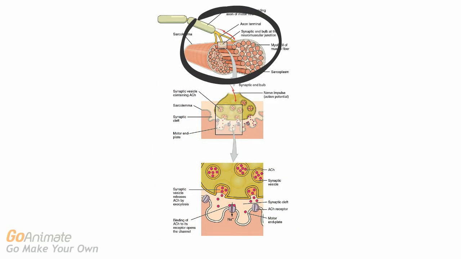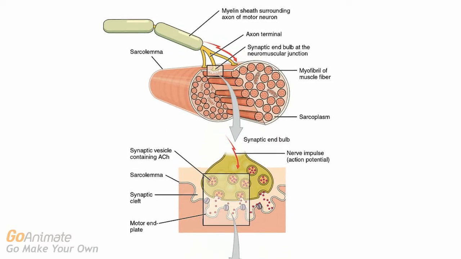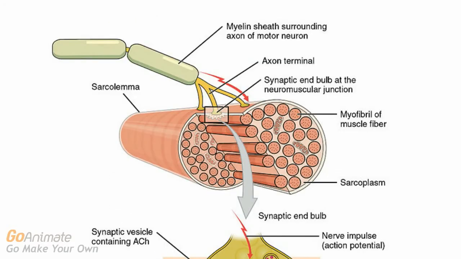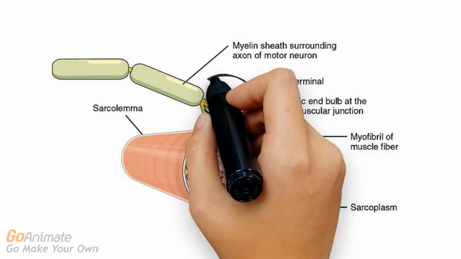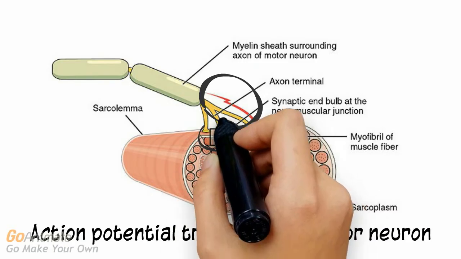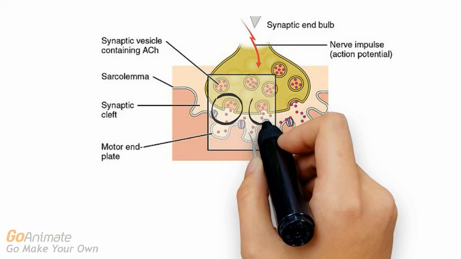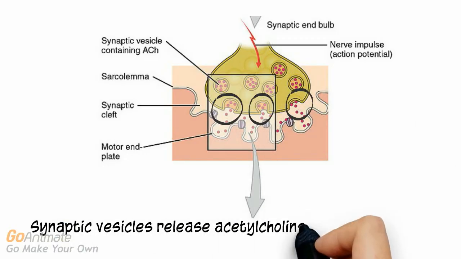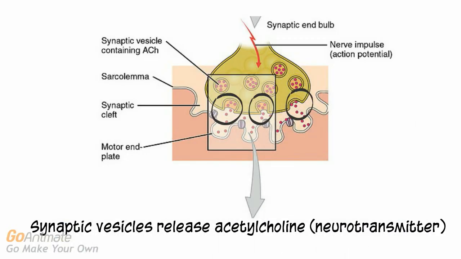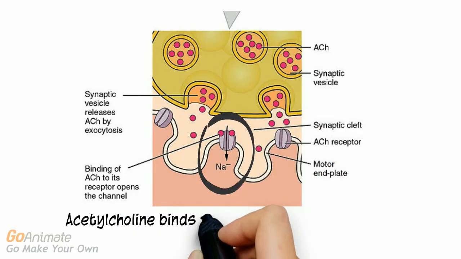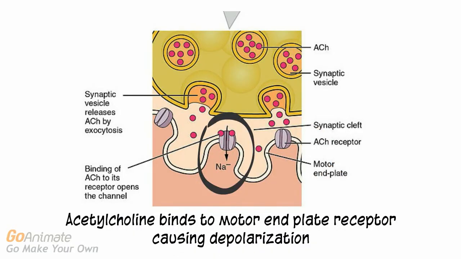Help begins at the motor neuron, which is connected to muscle at an area called the motor end plate. The nervous system sends a message called an action potential down the motor neuron. The motor neuron responds by releasing the neurotransmitter acetylcholine. Acetylcholine floats across the synaptic cleft to the motor end plate on the muscle.